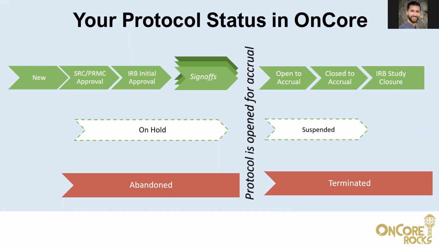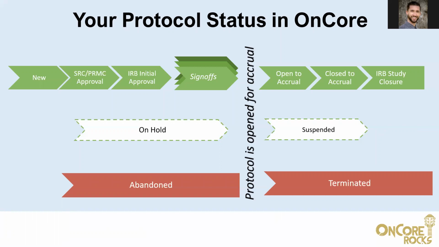So we have these different statuses. We have open to accrual, closed to accrual, IRB study closure, on hold, suspended, abandoned, terminated. So regulatory coordinators can put a study on hold or abandoned after the study is open to accrual. They can close it to accrual and document IRB study closure. They can also suspend or terminate a study.